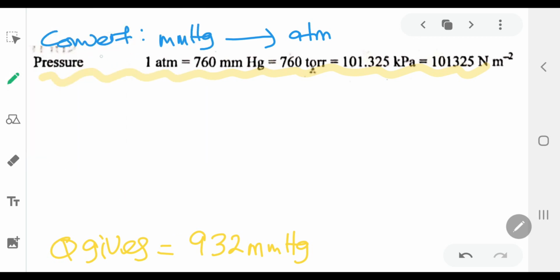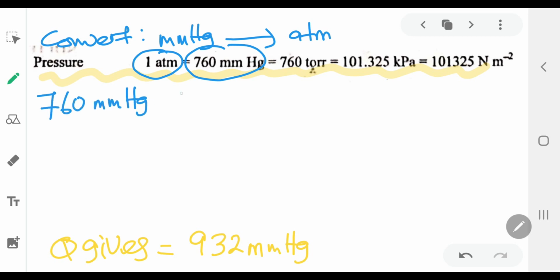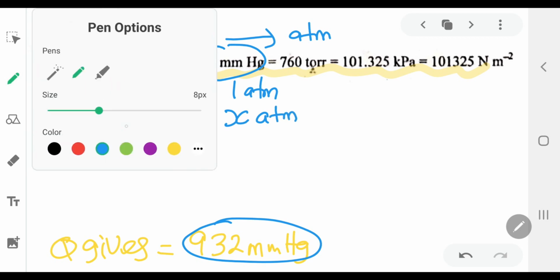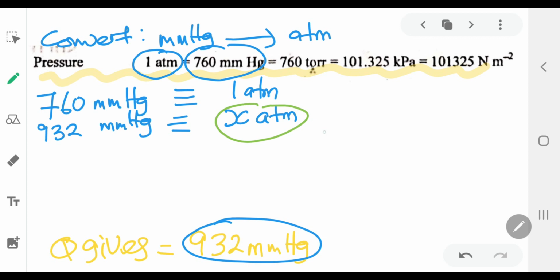From this relationship, this is the relationship that will be constant. 1 ATM is equivalent to 760 millimeter mercury. So 760 millimeter mercury is equivalent to 1 ATM. But the question gives you 932. So in 932 millimeter mercury, what is the value for atmospheric pressure? That is the thing that we need to think about. We need to know what this is, okay?